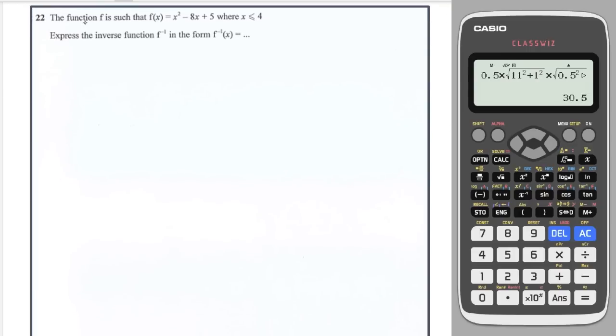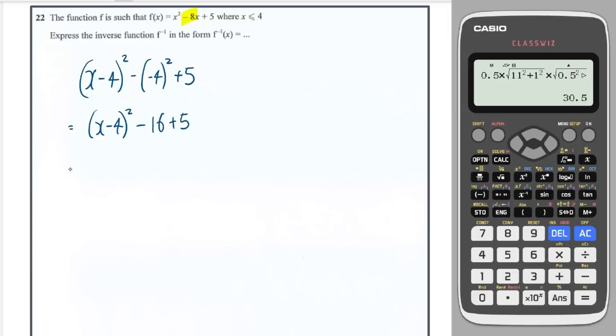Okay, classic question of finding the inverse function of a quadratic, and you have to do it by completing the square. So it's all about this term here, the minus 8. We half it, so we get x minus 4 all squared minus, always minus, 4 squared, because that's half of the minus 8, plus 5. This gives me x minus 4 squared minus 16 plus 5, which gives me x minus 4 squared minus 11.